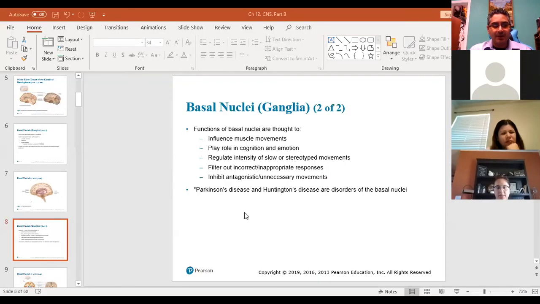Okay, here we are. All right, so we left off right here. This is on Parkinson's disease. Make sure you have a really good idea of what this is.